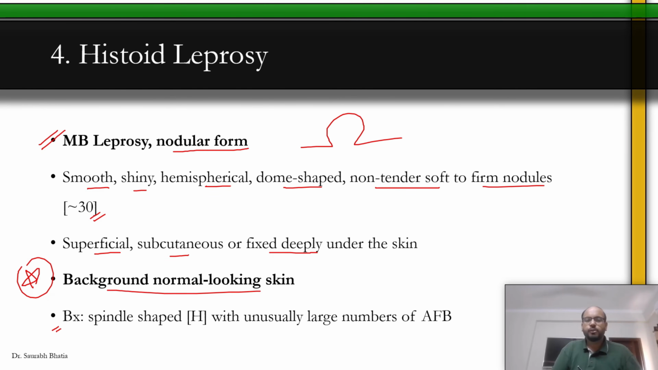On biopsy, you see spindle shaped cells which have an unusually large number of AFB. Okay? So what actually happens when you take a biopsy from that nodule of histoid Hansen's, you will see spindle cell shaped histiocytes, and inside those histiocytes they are filled with longitudinally arranged long thin AFB. Clear?